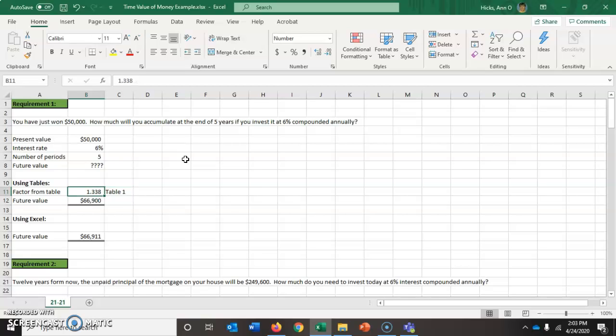The factor is 1.338. So what we're going to do is multiply that by the present value of $50,000, and that gives us $66,900.